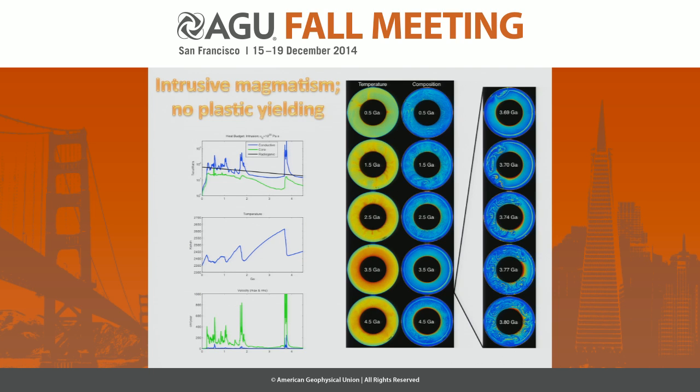Well, actually, I do have a question about this. So you have no plastic yielding, and so when this is overturning, is the plastic yielding turned off in this model? In this particular model, yes. So the overturn is just density driven. Yes. Well, even in the case where you have plastic yielding, it's also driven by density. But plastic yielding allows deformation to take place.